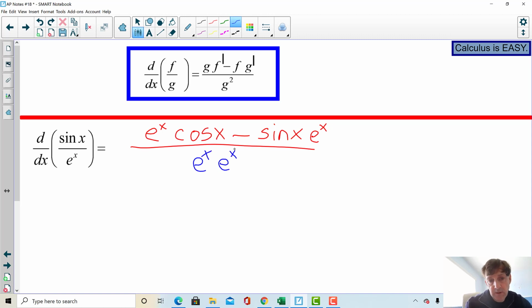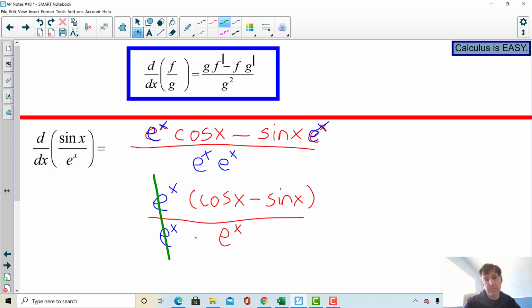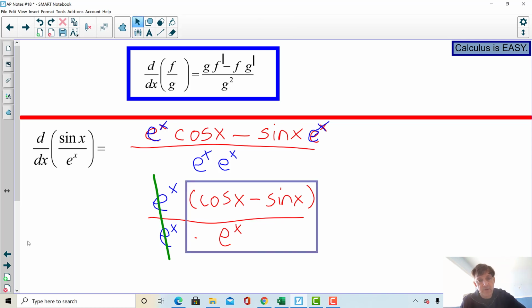Now I'm writing e to the x squared like this because I'm going to be able to factor an e to the x out of the top and cancel it with the bottom. So if I take out an e to the x from the top, I would get this. Okay, now you can see that we can cancel one of the e to the x's from the top and the bottom. And that's our final answer. Now remember, you don't have to cancel an e to the x on the top and the bottom. If you want, you could just leave your answer like this. There is no simplifying required on the AP Calculus test.